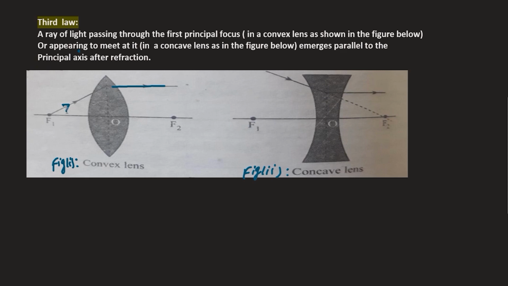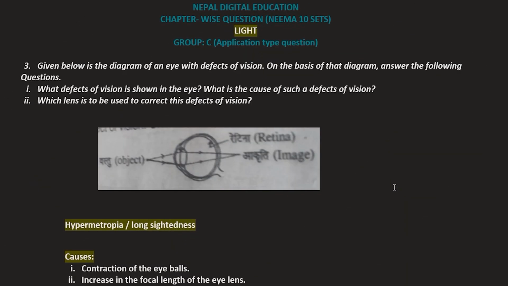So when a ray of light passes through the principal focus, then simply it is parallel to what? After refraction, it is parallel to the principal axis in both cases, convex as well as concave. It is parallel to what? Principal axis. So let us look at the third problem.